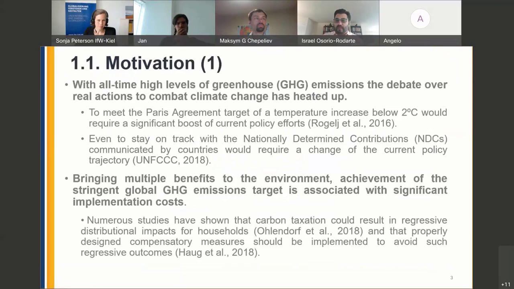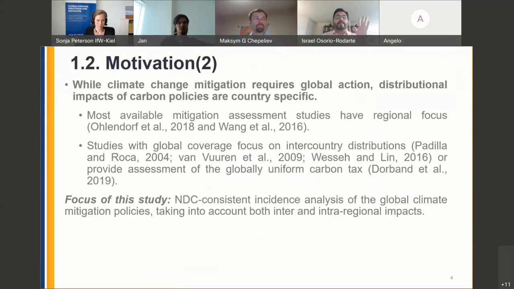So the motivation, as Jen mentioned, is that we are at an all-time high of global greenhouse emissions, and reductions of these gas emissions are associated with significant implementation costs. So in this model, as in this exercise, we follow several ambitious targets and cooperation efforts. The particular focus of this study is to find nationally determined contribution analyses that are consistent with the global climate mitigation policies.